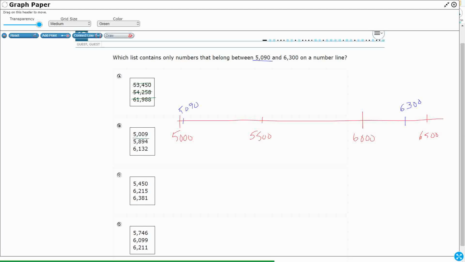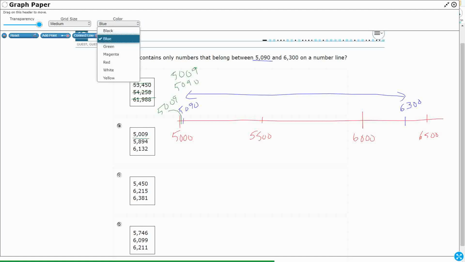I've got 5,009. So if I need to compare 5,009 and 5,090, you see that 5,009 is going to be smaller because it has 0 tens, which means it goes right there, which means it's outside of my boundaries. I need it to be in between these blue numbers. So I can automatically get rid of B as well. So A is out and B is out.